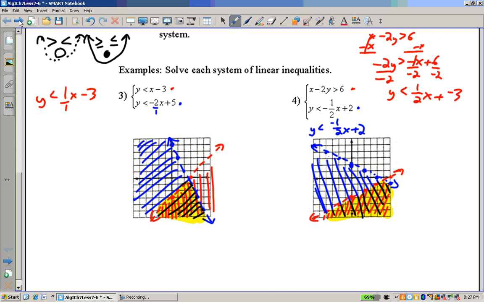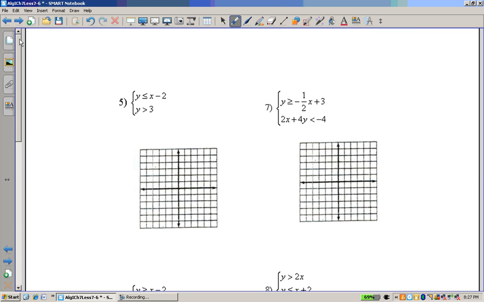Alrighty, let's try a few more. Now, you're welcome to try this on your own. Just be careful of the one variable inequality. Let's see how you did.